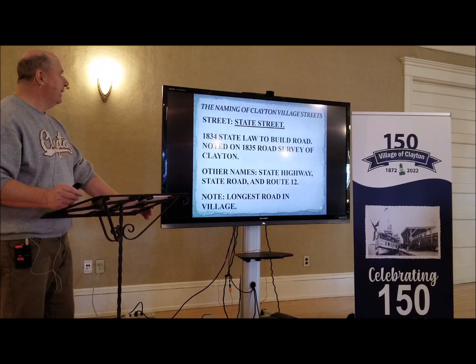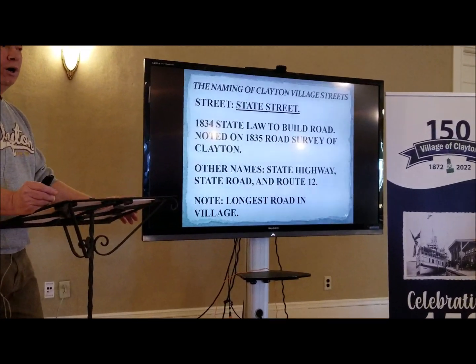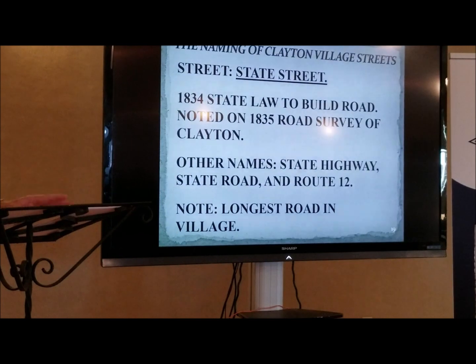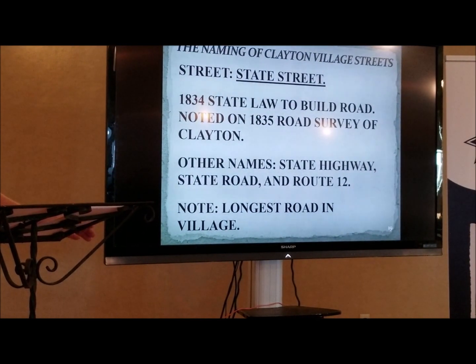All right? State Street. All right? In the year 1834, all right, the village was still a very new area. There was boat building, a little bit of boat building going on.